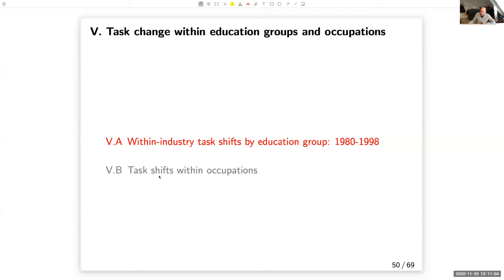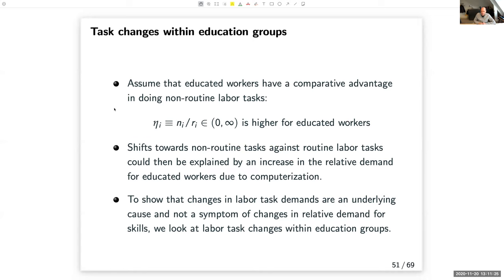And then the second subsection goes back to the fact that we have two DOT versions, the 77 and 91, and so we can also test for whether even within occupations there's been this shift away from routine towards non-routine. Okay, so task changes within education groups. Assume that educated workers have a comparative advantage in doing non-routine labor tasks. So imagine that the eta I is higher for educated workers. What we've shown is that there's been this shift towards non-routine labor tasks and against routine labor tasks. But in theory, that could be explained by an increase in the relative demand for educated workers due to computerization, if educated workers have a comparative advantage in doing non-routine labor tasks.